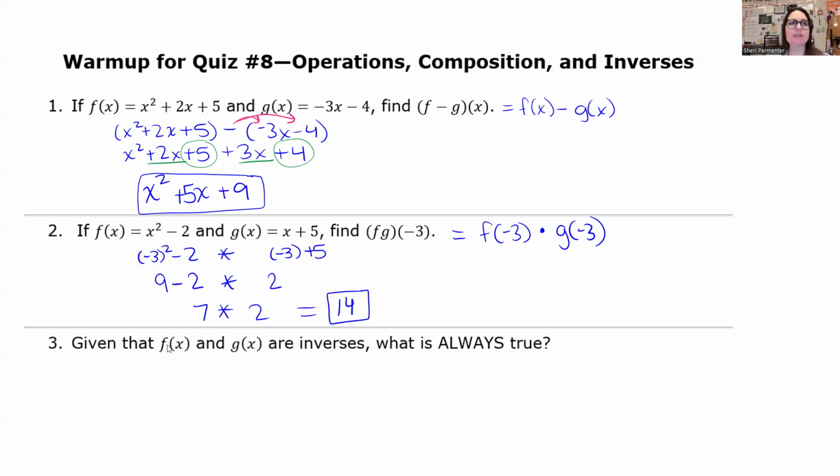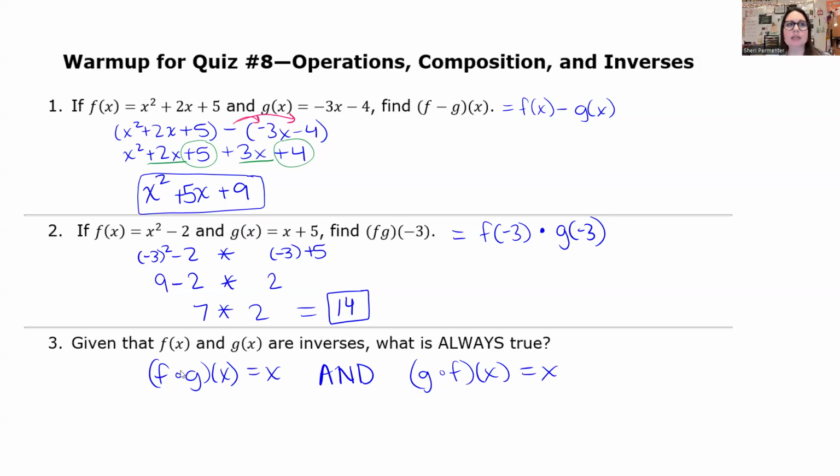Next question. Given that f of x and g of x are inverses, what is always true? This is something we wrote in our notes, and it's a question that I said you better know this on the practice. So what we have to remember is that f of g of x is equal to x, and g of f of x equals x. It's just two statements that we have to know are true.